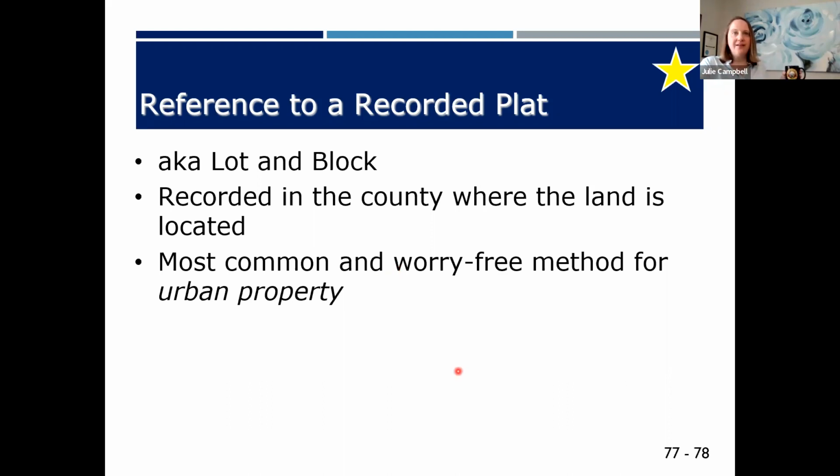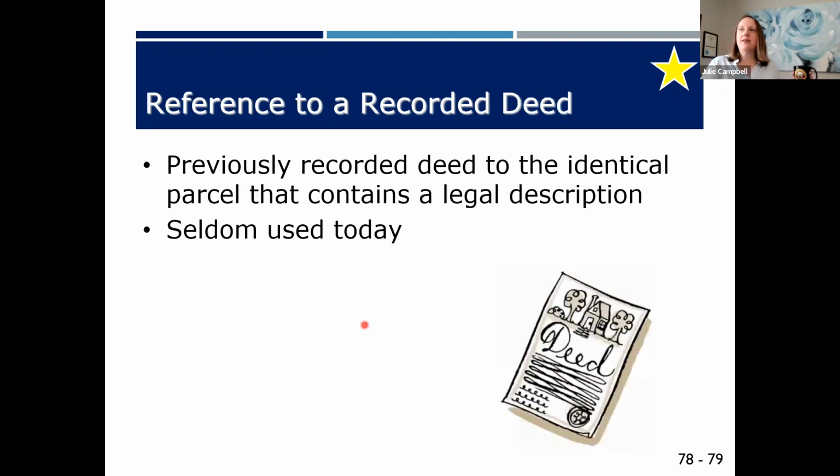The fourth method that the surveyor has to identify the legal description is referring to a previously recorded deed. We're not doing this much anymore. Deeds should have the legal description on them. However, the legal description on a deed, a lot of times is that surveyor speak that we saw back on page 73. So even though you may have the legal description on your deed, you may not know what it means because we don't speak survey.